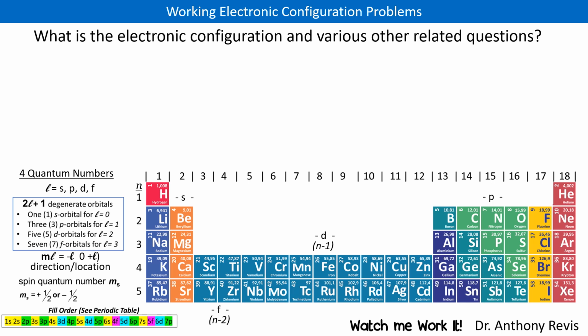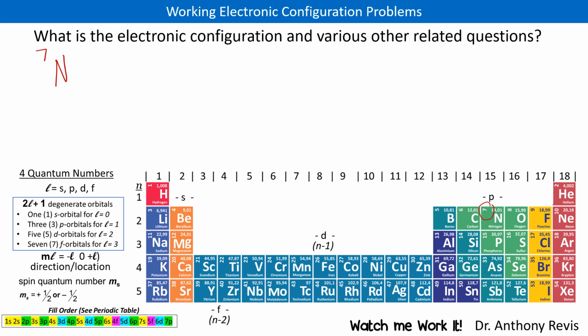In this video, we will work some electronic configurations to teach you how it's done and at the same time show you what the quantum numbers mean. So let's just get going here. Let's do the electronic configuration of nitrogen. It has 7 protons, therefore 7 electrons. So we want to do nitrogen on the periodic table.